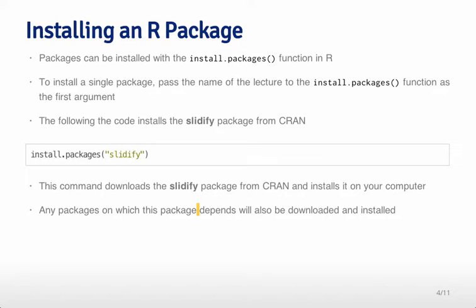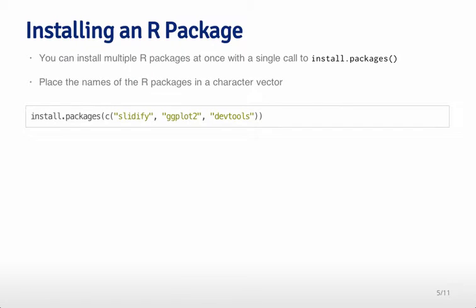So to install an R package, you primarily use the function install.packages. So what you can do is just use that with the package name as the argument. So for example, if I want to install the Slidify package, I would just type install.packages and then in quotes Slidify. And what that would do is go to CRAN and install that package on your computer. Any package on which that package depends will also be downloaded and installed. This is actually one of the nicest parts about R, that it's relatively straightforward to install new packages.